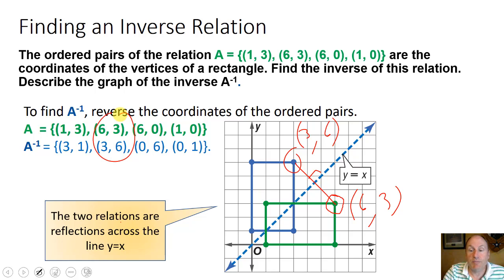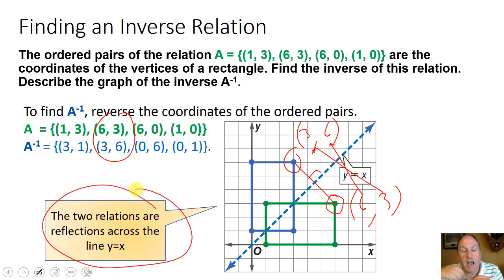Well, why does this work? It's because the x coordinate of the original relation becomes the y coordinate of the inverse, and the y coordinate of the original relation becomes the x coordinate of the inverse. So that's why this important graphical idea, that relations and also functions are reflections about the line y equals x, occurs.